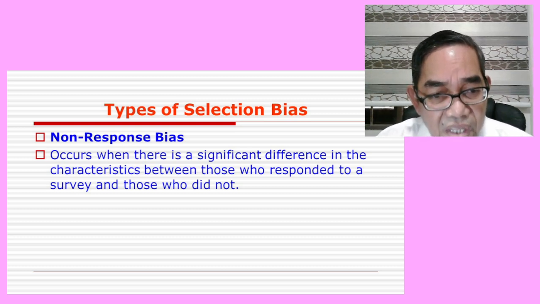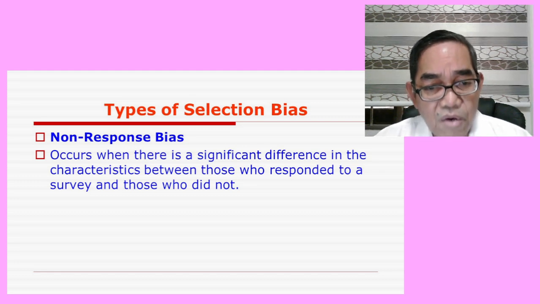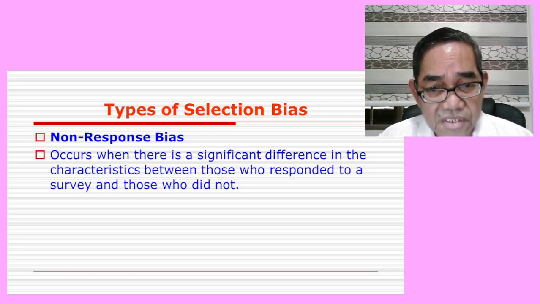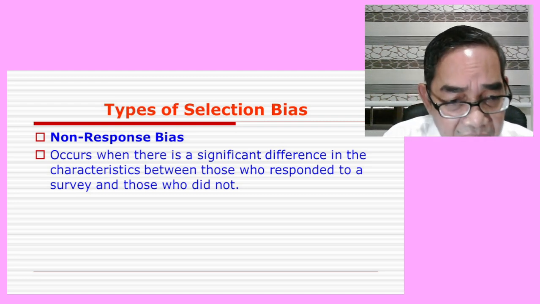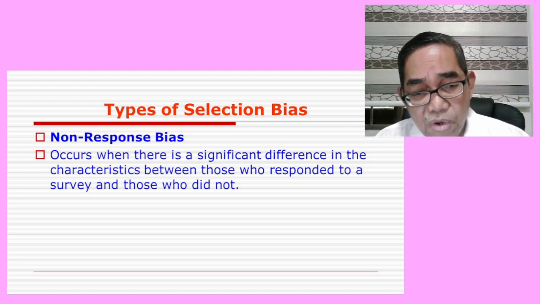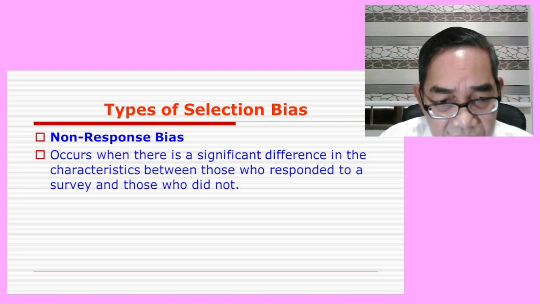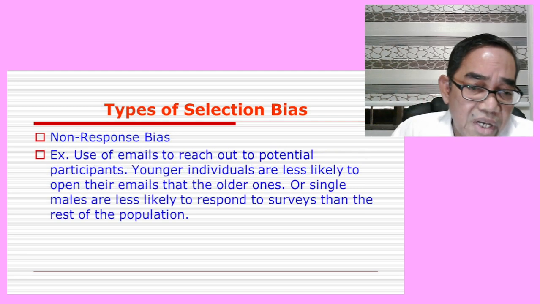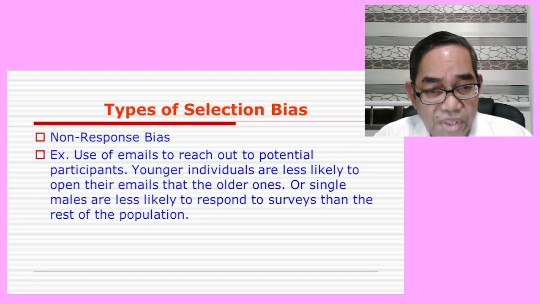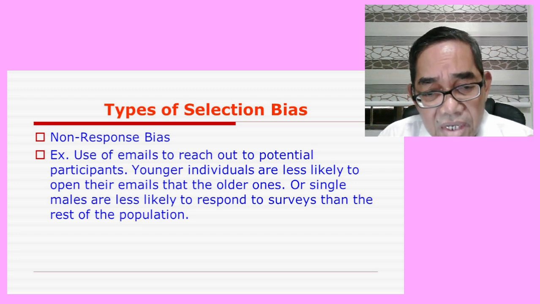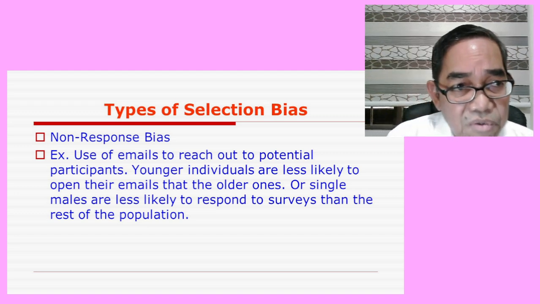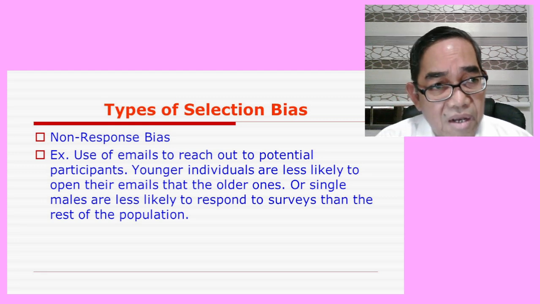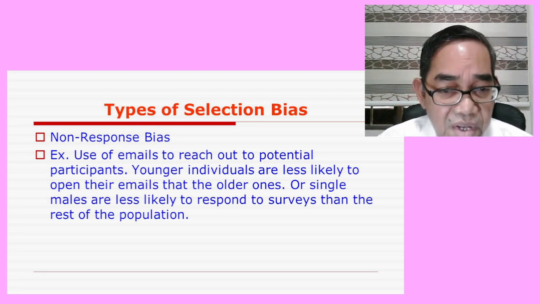The first is non-response bias, and this occurs when there is a significant difference in the characteristics of those who respond to a survey or a study compared to those who don't. For example, if you use emails to reach out to potential participants, younger individuals are less likely to open their emails. They're used to other platforms like Messenger, Viber, or what have you, more than older ones.